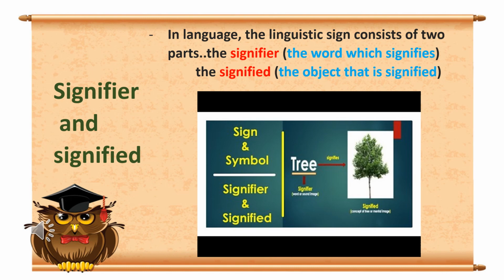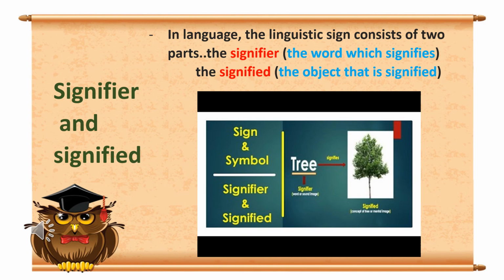Okay, so in language, the linguistic sign consists of two parts: the signifier, or the word which signifies, and the signified, the object that is signified. Okay, so look at the signifier tree. Look at the picture. We have the signifier tree. So this is the word. This is the word image.